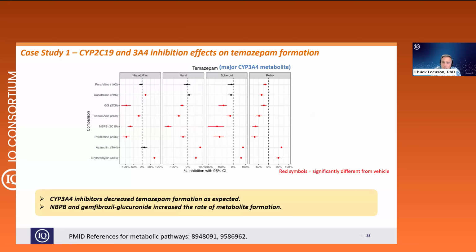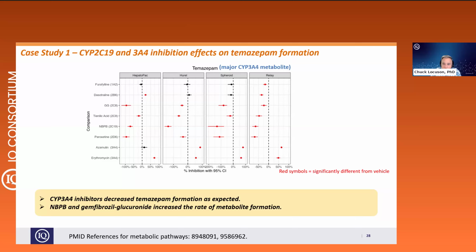Okay, so these plots show the relative change in metabolite formation. And so if there was inhibition of the metabolite formation, then the data points would lie to the right of the dotted line. But if there's an increase in the metabolite formation rate, you would see the data points fall on the left side of the dotted line.